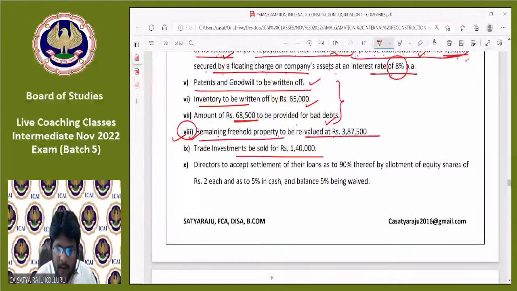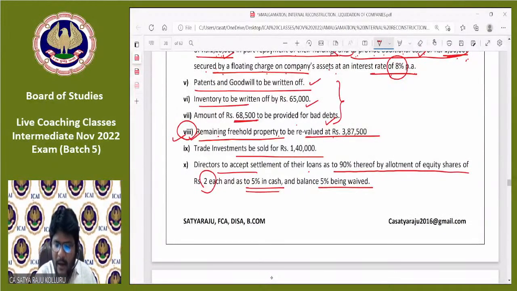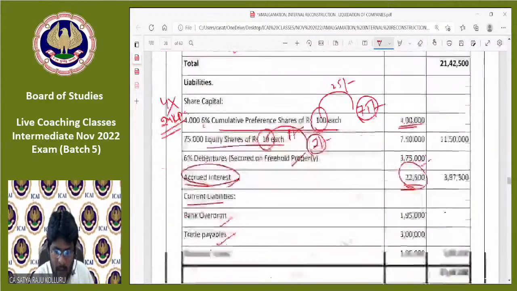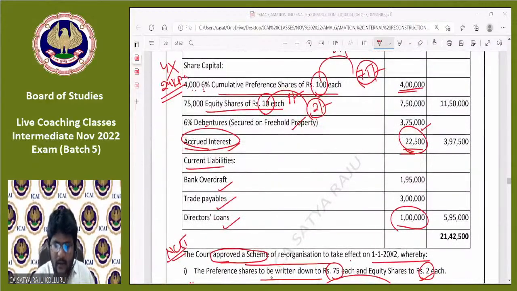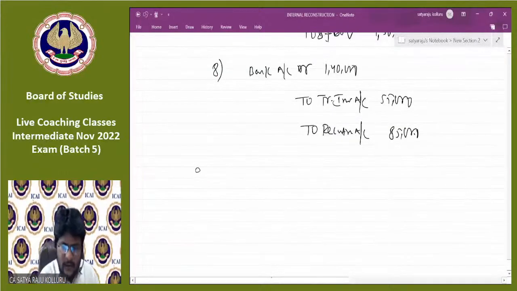Next. Directors to accept settlement of their loans as to 90% thereof by allotment of equity shares of 2 rupees each, and to 5% in cash, and the balance of 5% is being waived. These 3 points I have not yet considered. 5, 6, 7 we will consider at a later point of time. Now I'm discussing point number 10. Go up. Director's loan is how much first? 1 lakh.